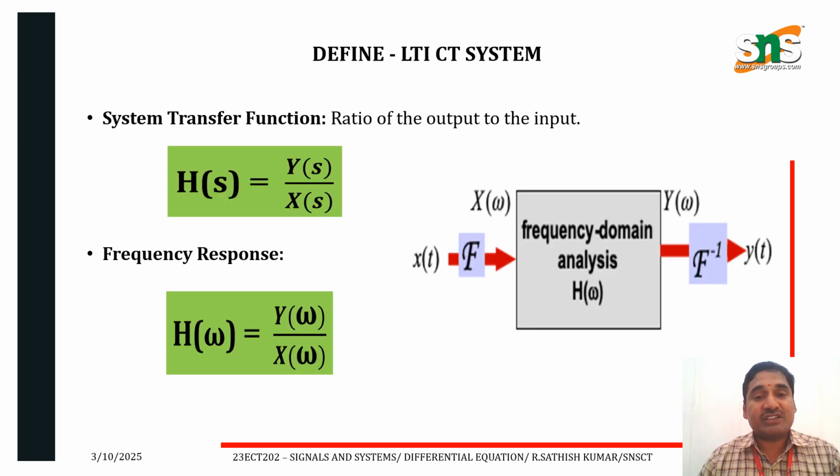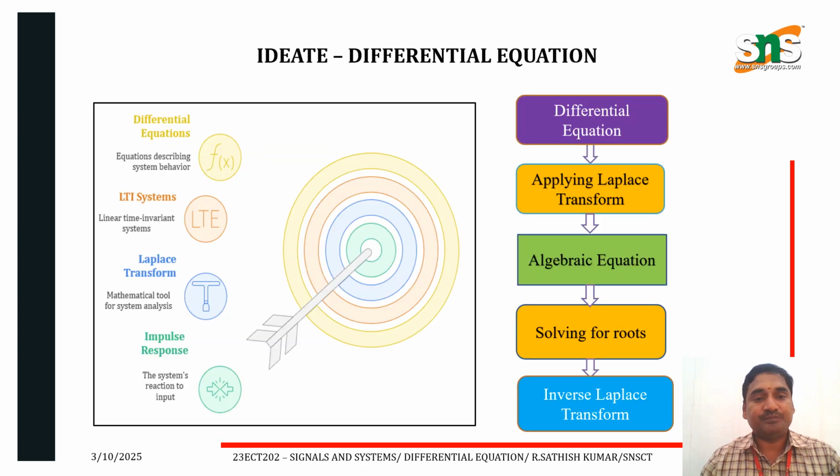The system transfer function is defined as the ratio of the output to the input: H of s is equal to Y of s divided by X of s. When s is replaced by omega, it is called the frequency response: H of omega is equal to Y of omega divided by X of omega. When x of t is applied to the Fourier transform, it produces X of omega. In frequency domain analysis, H of omega produces the output Y of omega. We can apply the inverse Fourier transform of Y of omega, which produces the output y of t.